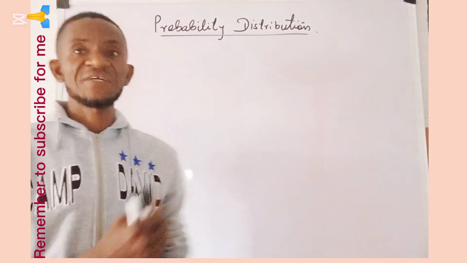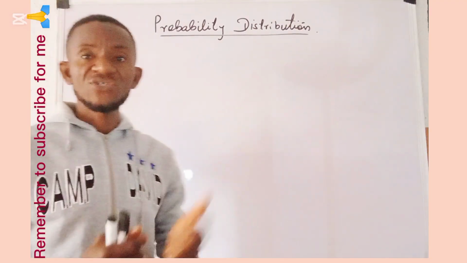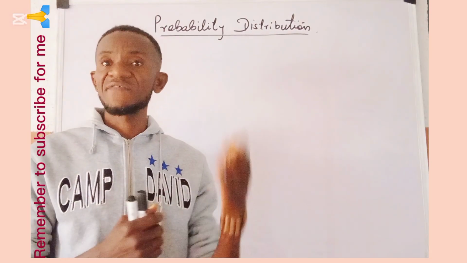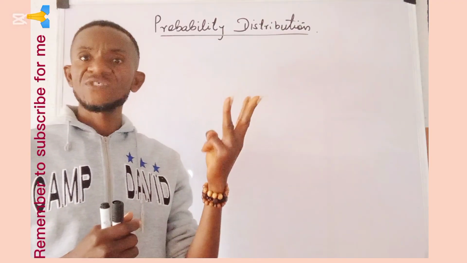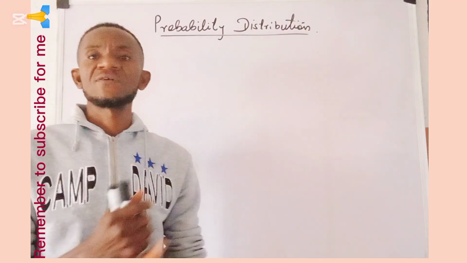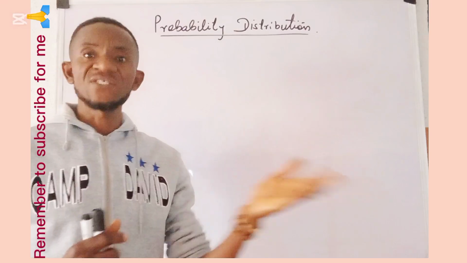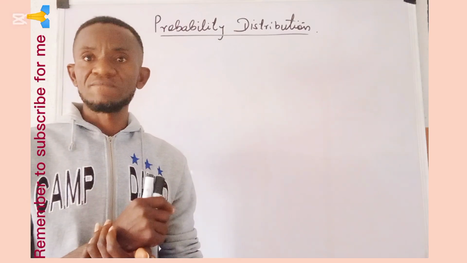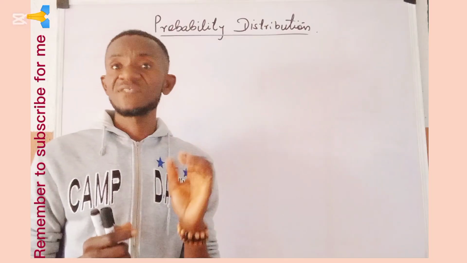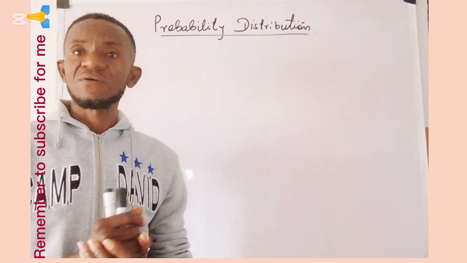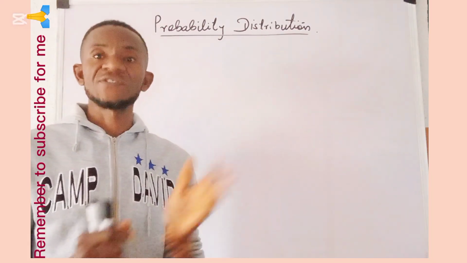Today, we want to look at probability distribution for the toss of three fair coins. That is, when three fair coins are tossed up together, what is the probability distribution of such a trial? So, we first of all begin by determining the sample space of the toss of three fair coins.